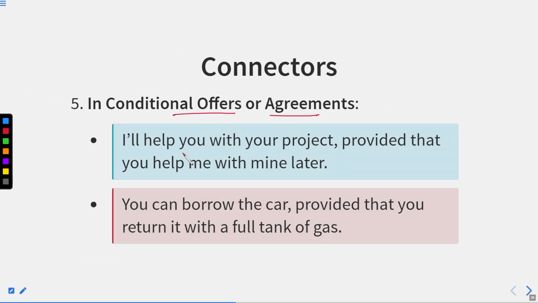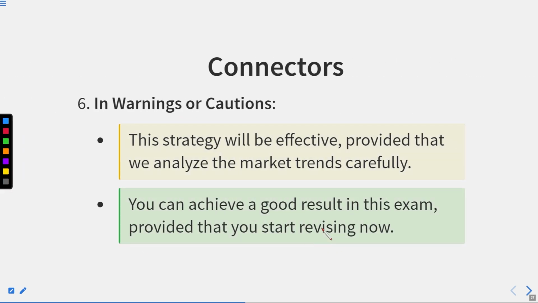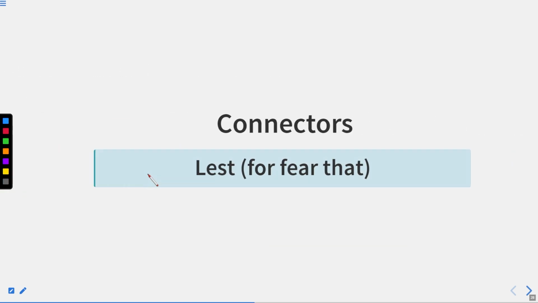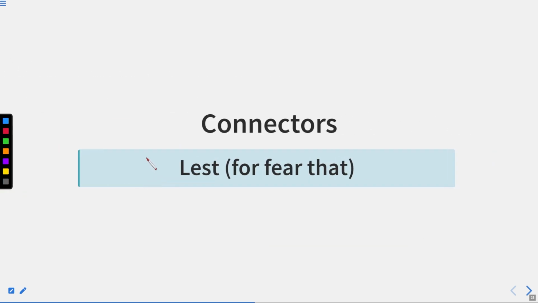In conditional offers or agreements: I will help you with your project, provided that you help me with mine later. You can borrow the car, provided that you return it with a full tank of gas. In warnings or cautions: this strategy will be effective, provided that we analyze the market trends carefully. You can achieve a good result in this exam, provided that you start revising now. You can also use the single word "provided." In fact, that is more appropriate. Now we are done with "provided that."